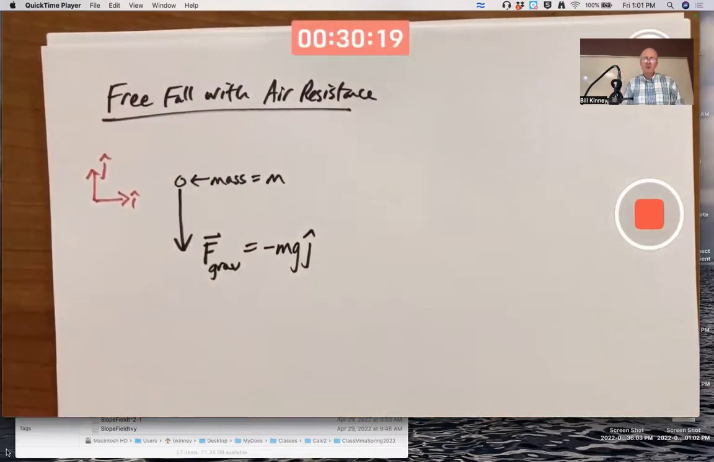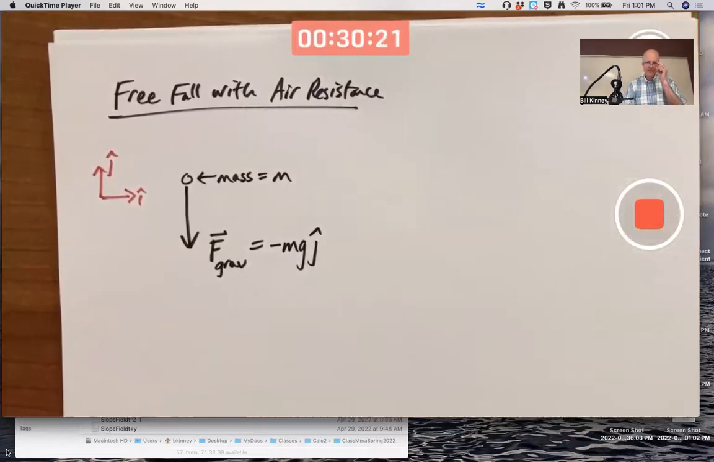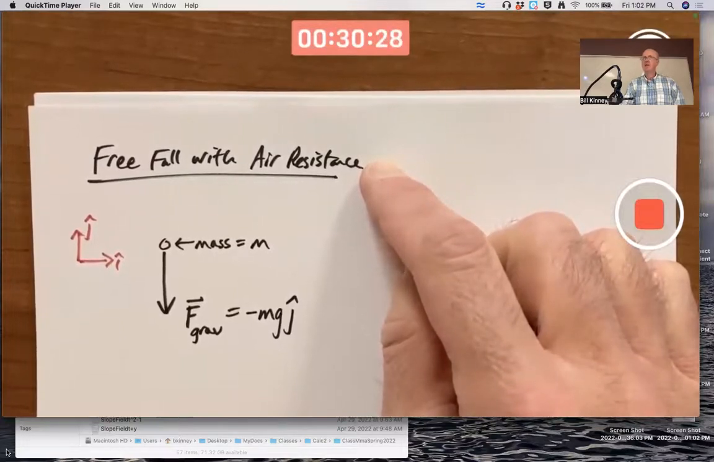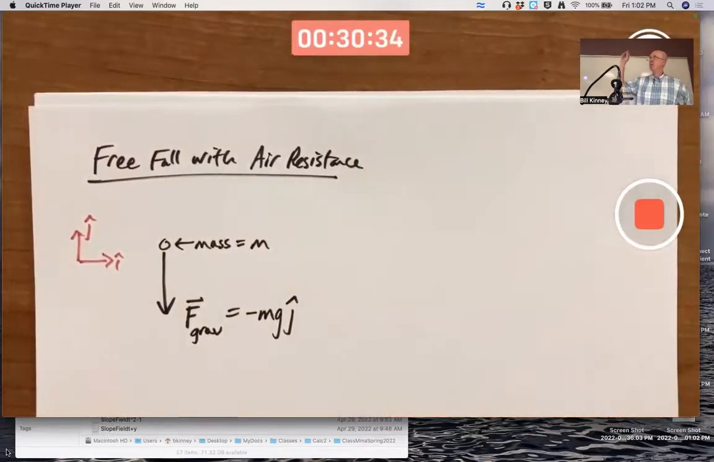There's also a force due to air resistance. We are now trying to model air resistance. It should make some intuitive sense that air resistance points in the opposite direction as the velocity vector. The velocity vector points straight upward when the ball is moving upward, so the air resistance would point downward. And when the ball is moving downward, the air resistance is going to point upward. It's always in the opposite direction as the velocity vector.